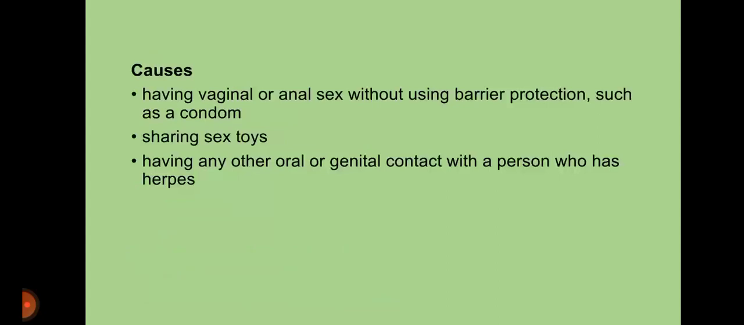So the causes of this skin infection: when the herpes simplex virus is present on the skin, it can easily pass from person to person through contact with the moist skin of the mouth and genitals, including the anus. The first causes are having vaginal or anal sex without using barrier protection such as a condom, sharing sex toys, and having any other oral or genital contact with a person who has herpes.